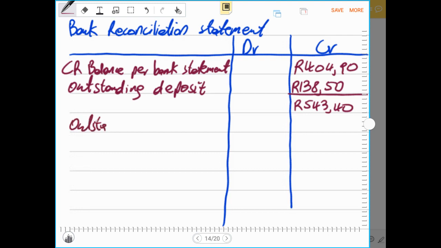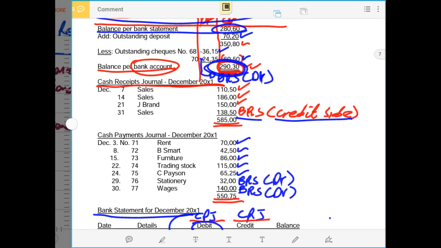Outstanding checks is check number. Therefore, now I'm looking for the payment journal, and all the figures that were there will be recorded on the debit side.